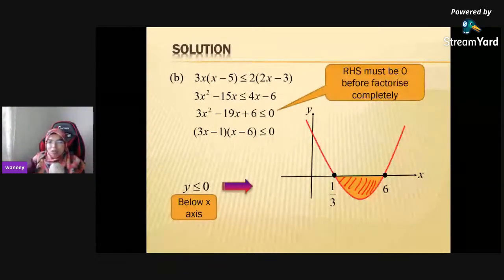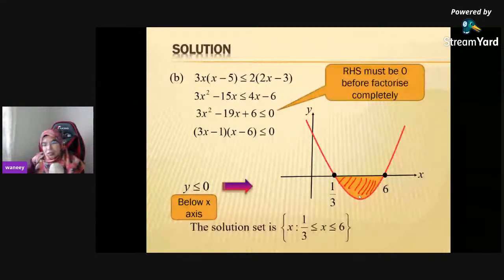Okay, so now how to write down the answer? You can write down in set notation. So x such that x is in between 1/3 and 6, including 1/3 and of course including 6. So this is the solution set. If you want to write them down in solution interval, so this is [1/3, 6]. So ini solution interval, ini solution set. Okay, done with this. So now rational inequalities.